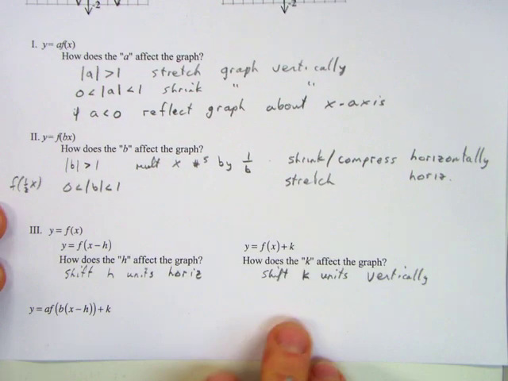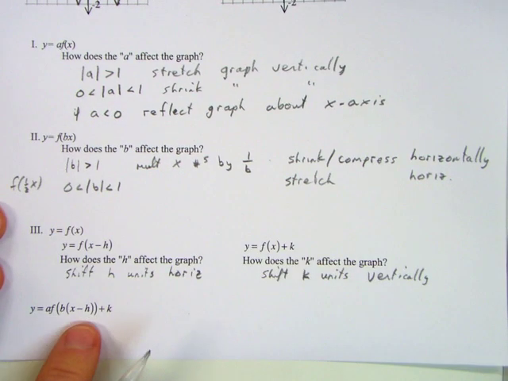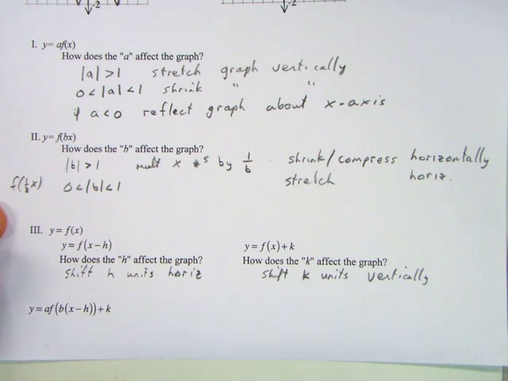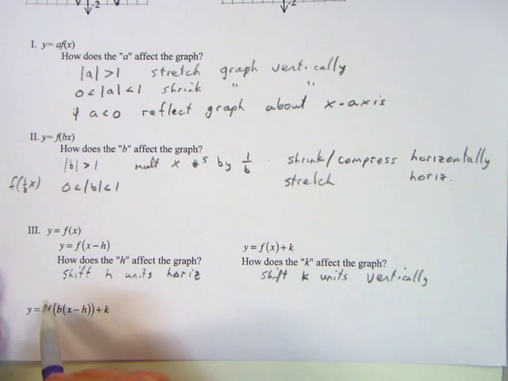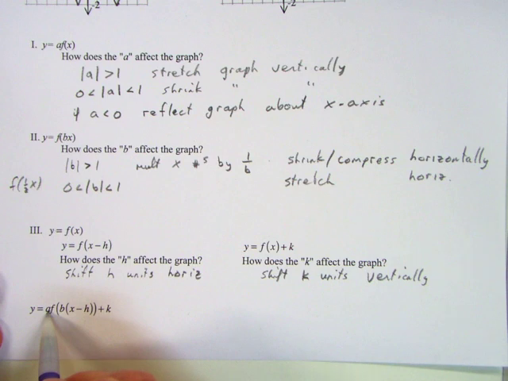When we talk about applying all of these, do each piece by itself and think, okay, a is going to multiply the y values, and then we'll add k, and then we'll multiply the x values by 1 over b, and then add h. Multiplication in this case, when we're dealing with our transformations, will come first.